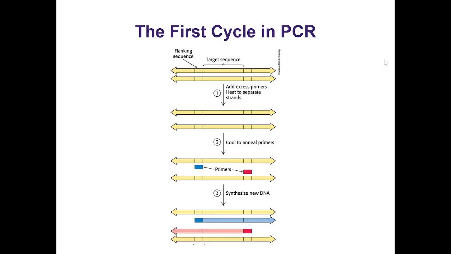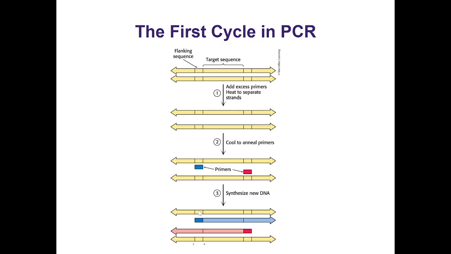That's bad. This is the first cycle of PCR. Again, we'll have the flanking sequence, the target sequence. We're going to add excess primers, heat to separate them. And so we separate the DNA strands with the primers in there. We're then going to cool. Those primers are going to anneal on the flanking sequences. The flanking sequence being the ones that are just off of what you want to target. Okay? And so then they attach to the parent DNA. That puts primers on them.